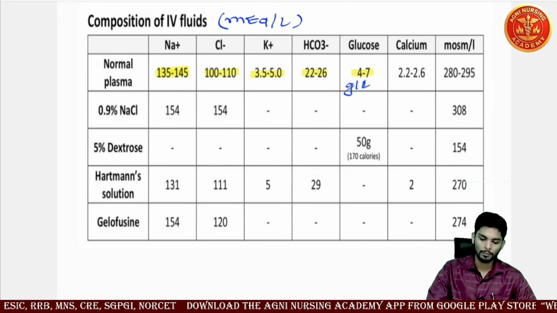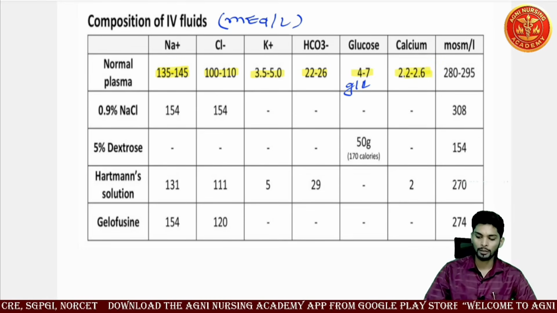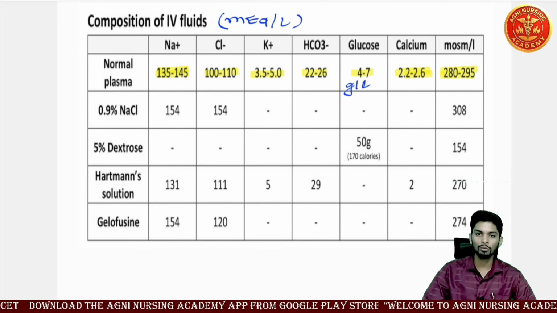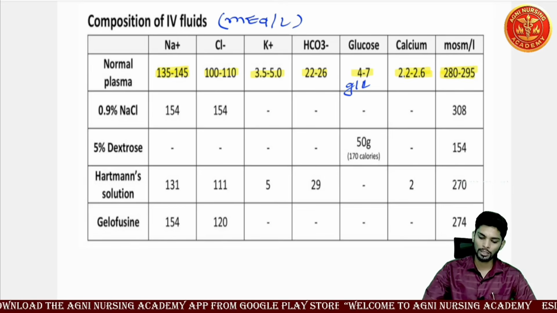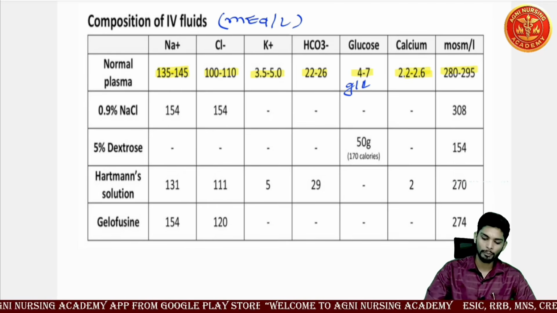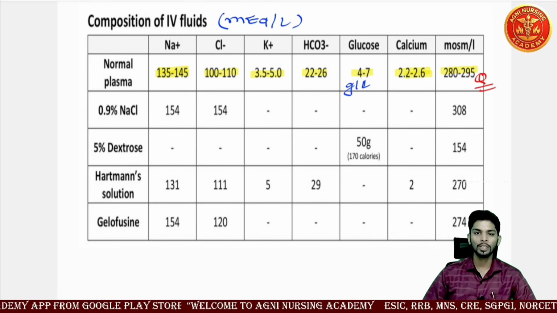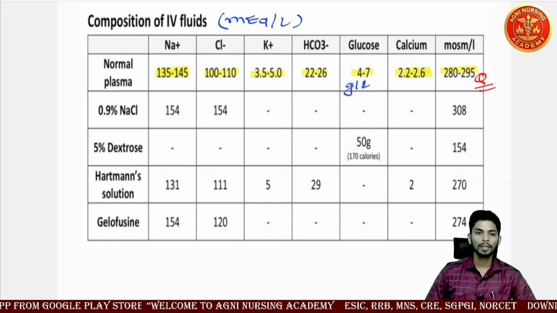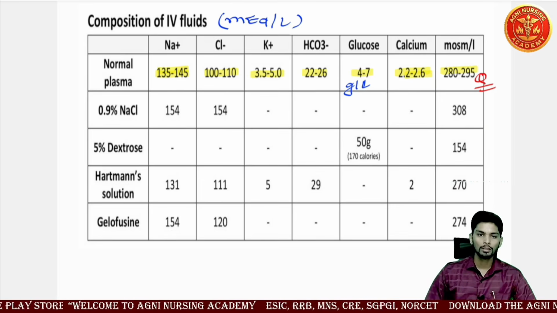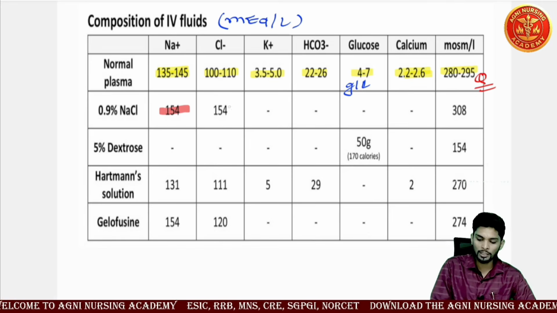Okay. Now calcium is 2.2 to 2.6 in normal plasma. The concentration of normal plasma is 280 to 295 milliosmol per liter. So this one is again one exam question. The concentration of normal plasma is 280 to 295 milliosmol per liter. Okay. So we already learned that in 0.9% normal saline, the concentration of sodium is 154 and the concentration of chloride is 154.